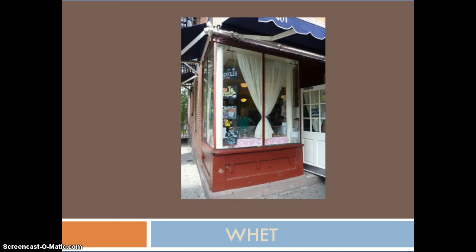And our last word here, this is a tough one to explain. The word is whet, spelled with an H, but pronounced the same way as W-E-T. It's a verb. It means to sharpen, put an edge on, or to make keen or eager. I chose this picture. It's a window outside of a restaurant. Restaurants have windows like this to entice people to come in.